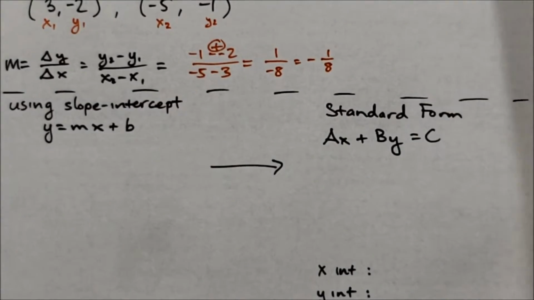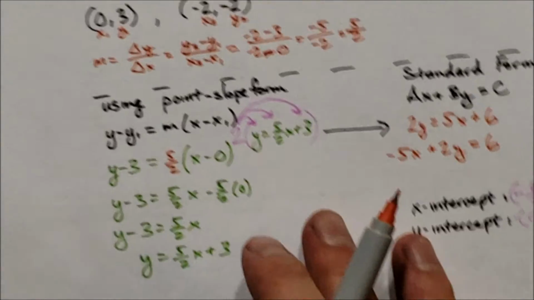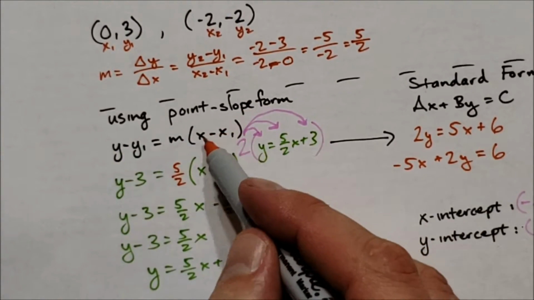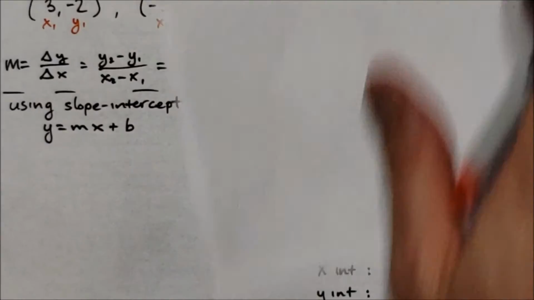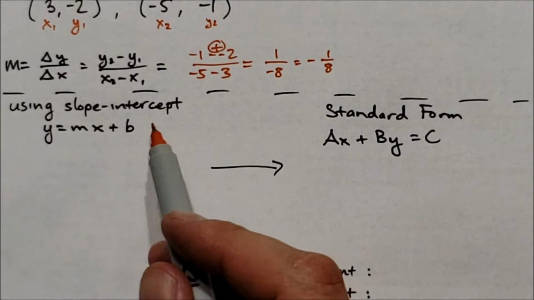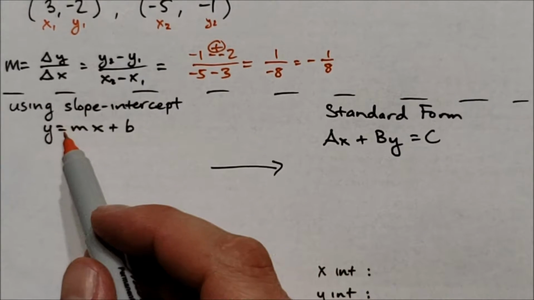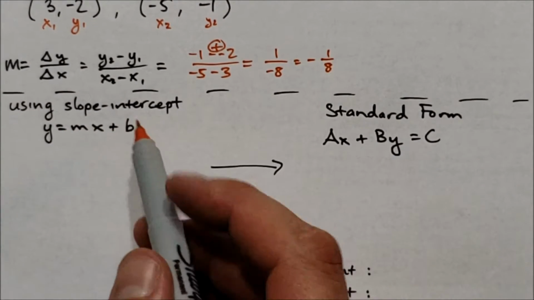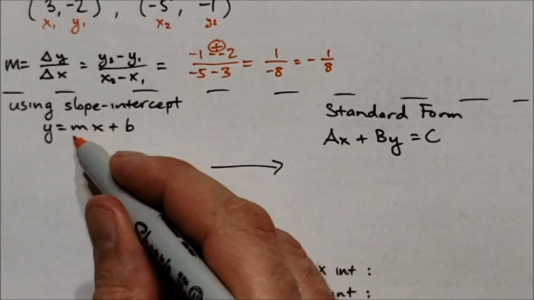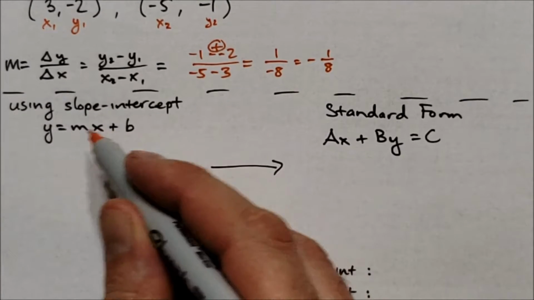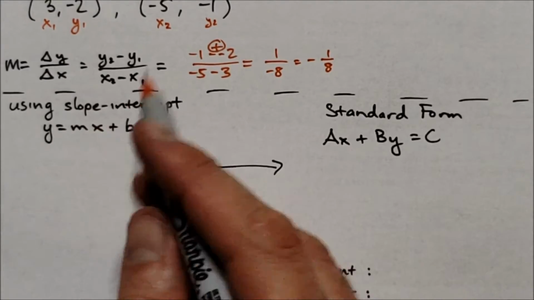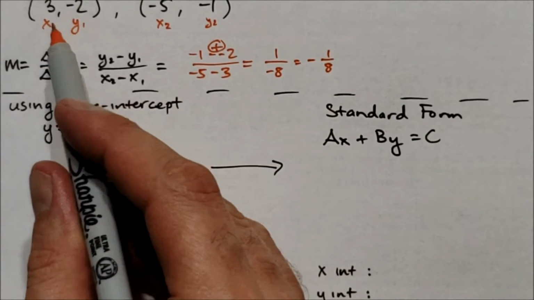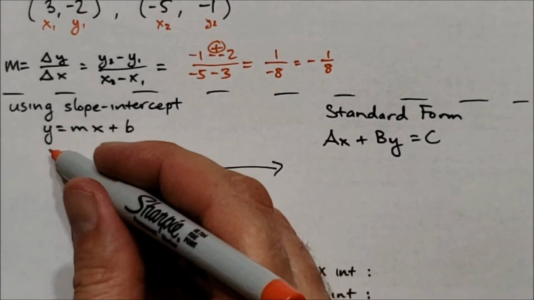Previously, we used the point-slope form to find the equation of this line. Now we're going to use the slope-intercept form to find that. We still need one point and the slope. We have to find the slope and the b. In order to get the b, the intercept, we need to use one of the points. So we'll just pick one of the points. We'll do 3, negative 2.